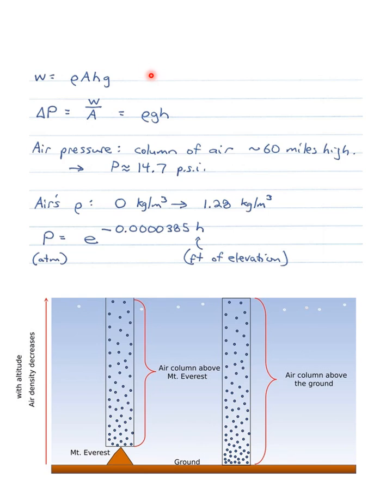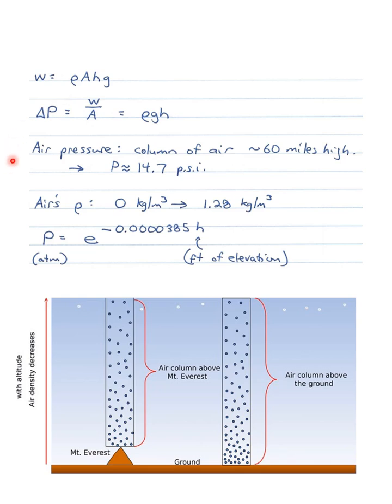The change in pressure between two different heights is weight over surface area. Again, we're still thinking about the weight of that column of fluid divided by the surface area of that column, and it's rho times g times H.